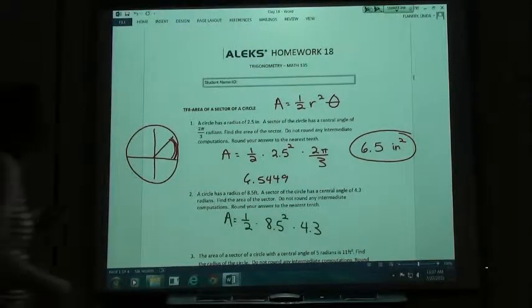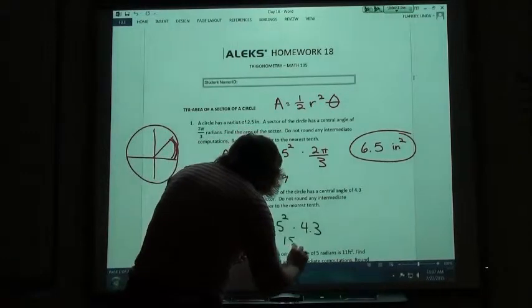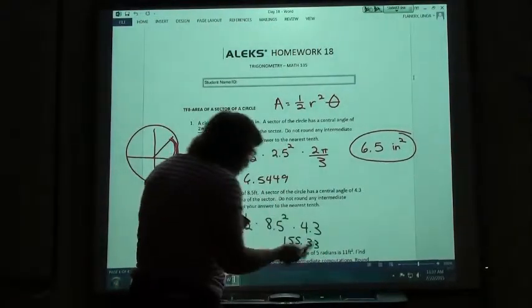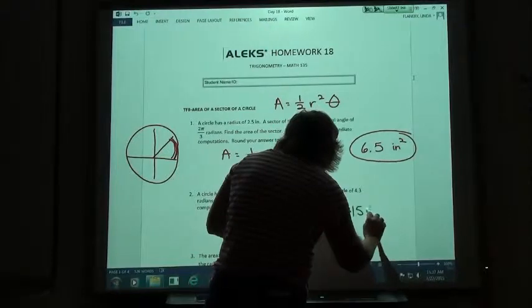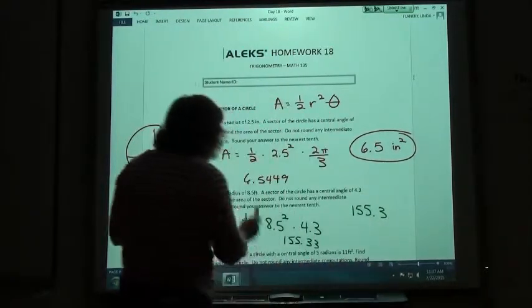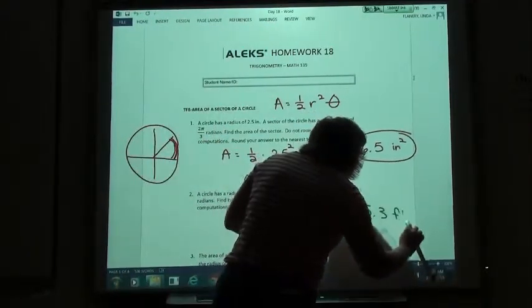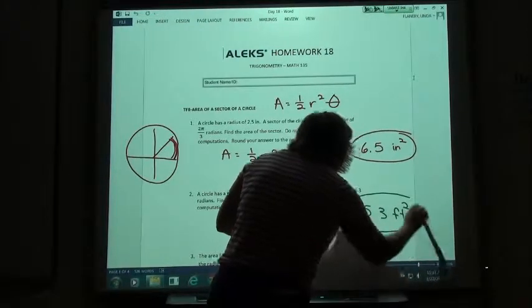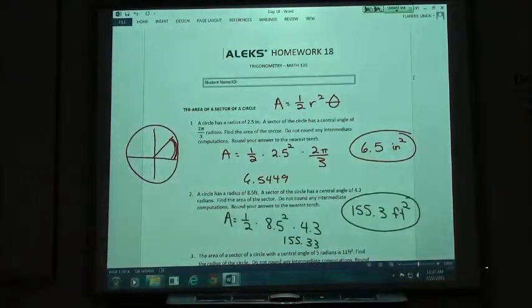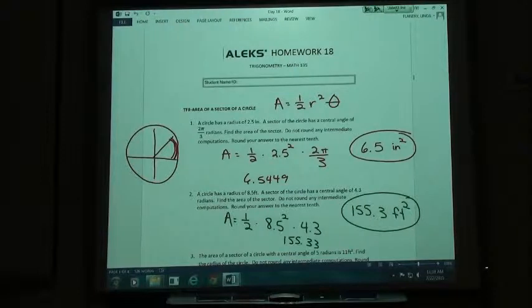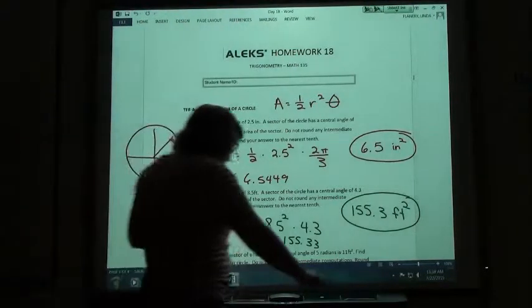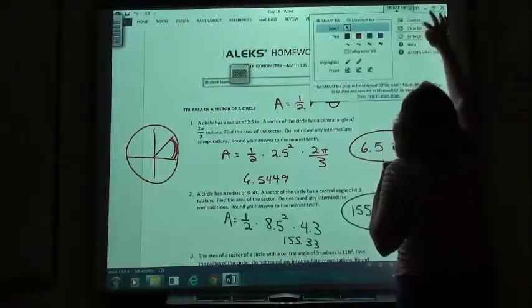I get 155.33. Rounding to the nearest tenth then, 155.3. I'm in feet, so my area would be feet squared. So 155.3 feet squared. And I got to move the board up for number 3 here.